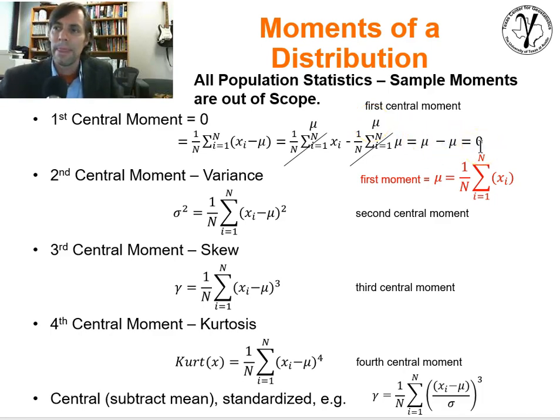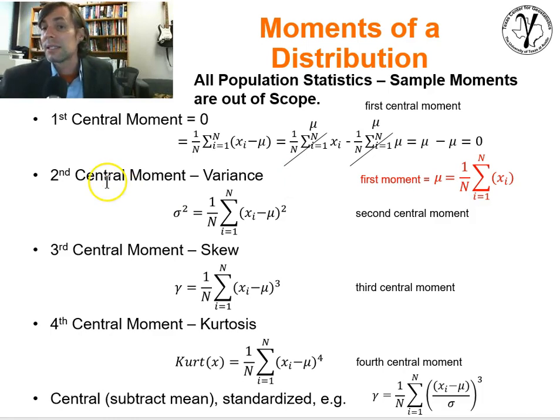It's equal to 0. It's more interesting if you take the first moment and you have not taken the central moment. You have not removed the mean from it. In that case, the first moment is just equal to the mean. So I hope you can see that the first moment is kind of trivial. The central one is going to be 0. The non-central one is just going to be equal to the mean.